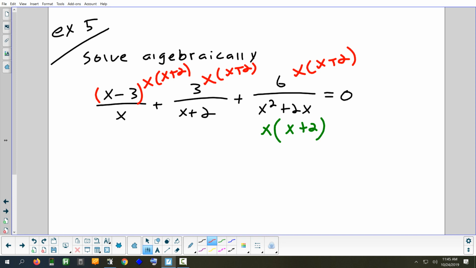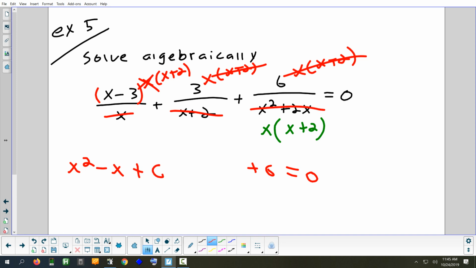What cancels out in the first one? X. All right, second one? And the third one? Everything. Okay. So I'm going to have plus 6. The first one I need to FOIL. It's going to give me x squared plus 2x minus 3x minus x, negative 3 times 2, plus 6.